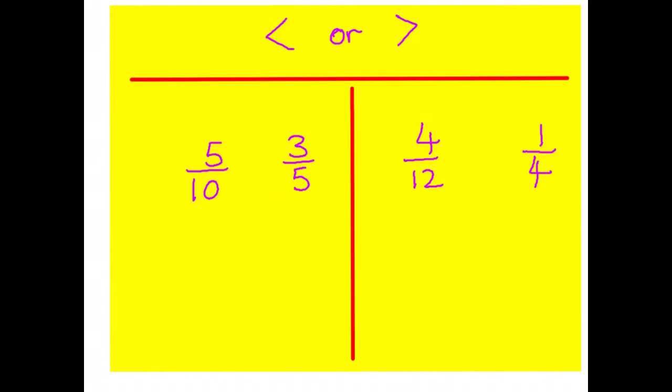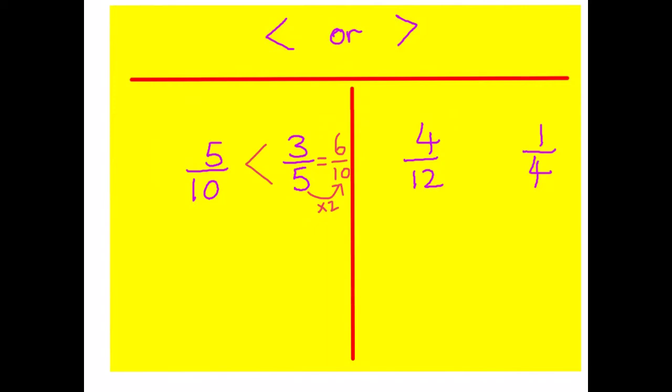Again, in this question, we have to put in the less than or the greater than sign. Made tricky because the denominators are different for each fraction. So my first question, my 5/10 and my 3/5. Well, I'm going to turn my 3/5 into tenths. So I doubled the bottom 5 to make it 10, so I need to double the top. So then we've got 5/10 and 6/10. Well, 5/10 are less than 6/10.